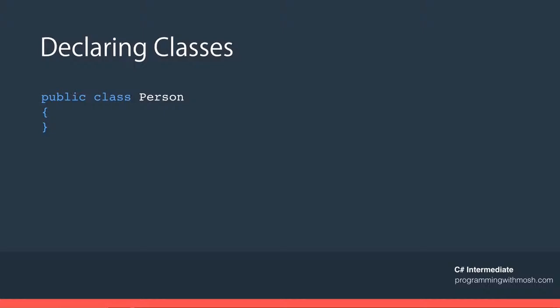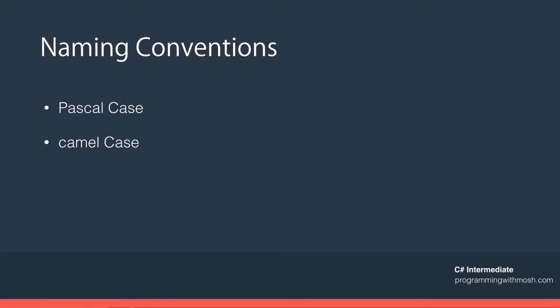We also have camel case, in which the first letter of the first word should be lowercase, but the first letter of every word after that should be uppercase. In C#, we use camel case when naming parameters of methods, as you will see later in the section. So back to the declaration of our class.